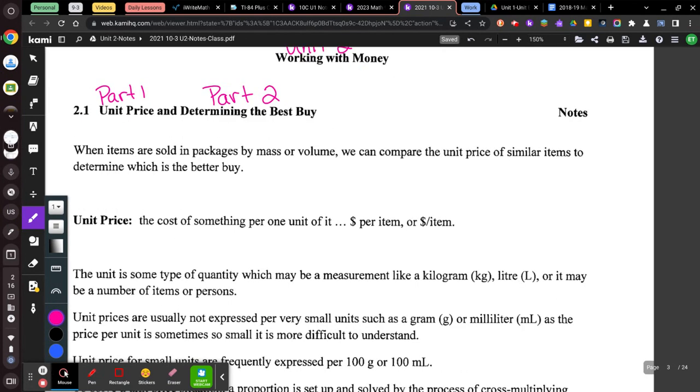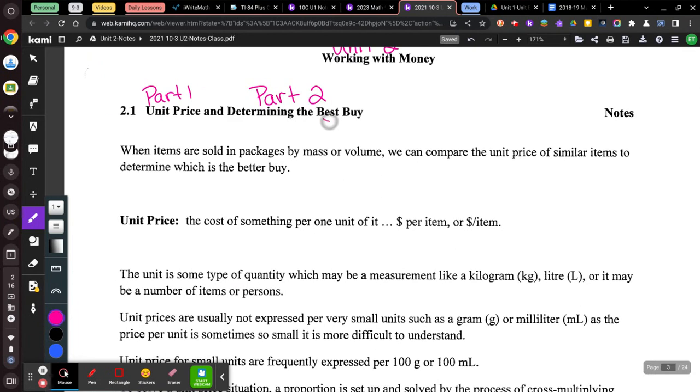So the best buy is always something that is going to cost less. Okay, so the best buy costs less. So it is the cheaper deal. That's what's going on with that.